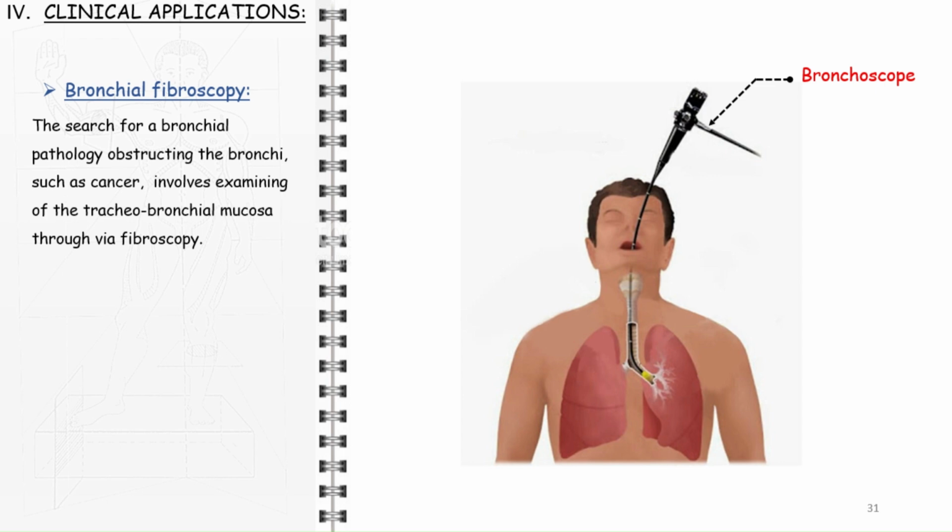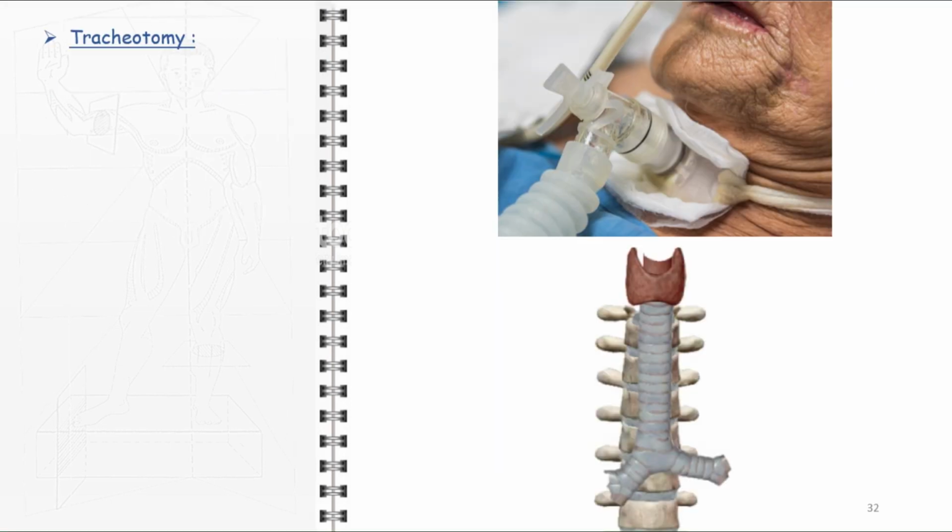The carina forms a spur which is easy to identify, and from there, each main bronchus is explored up to its segmental divisions. A tumor nodule is localized by respecting the bronchial segmentation and can be biopsied for microscopic analysis. Another one is the tracheotomy.